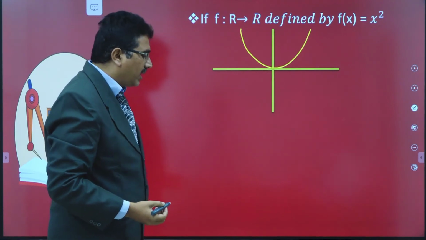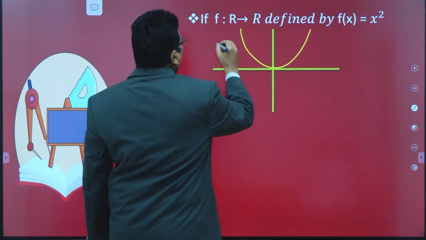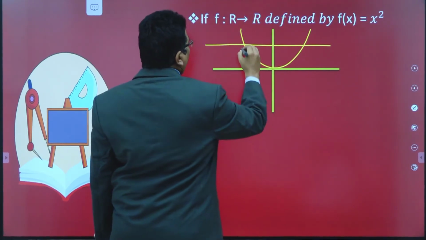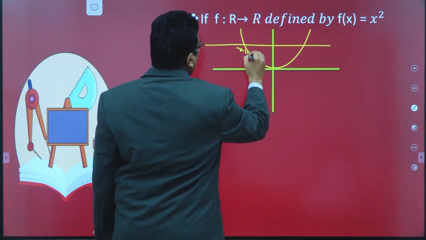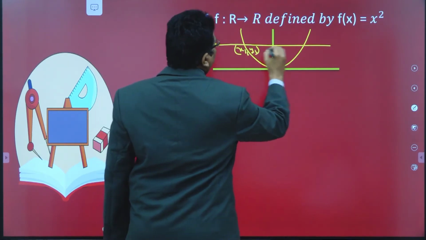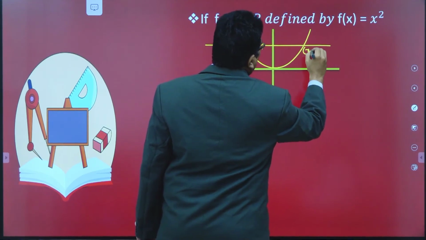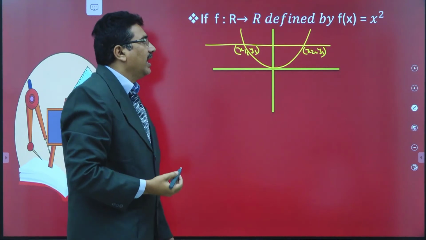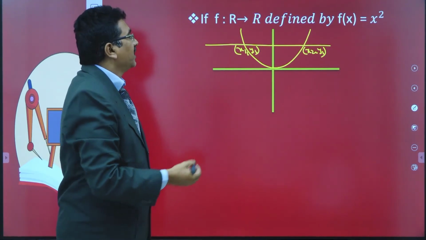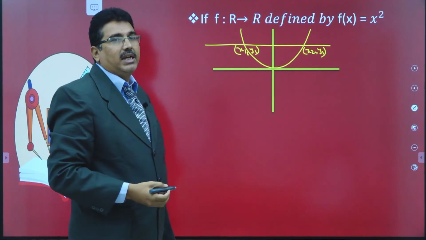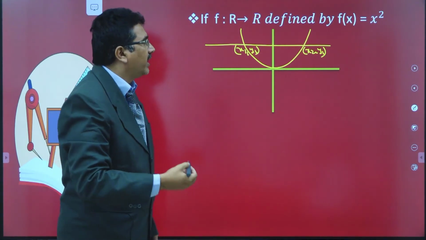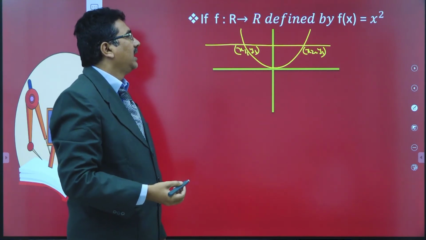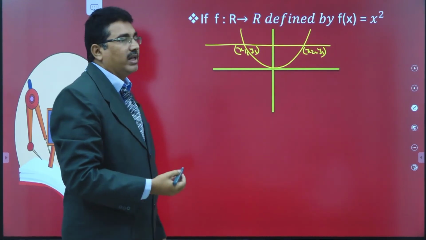Now draw a horizontal line. This horizontal line intersects at 2 points, x1, y1 and x2, y1. If the horizontal line intersects at most one point, only in that case it is a one-one function. Here the horizontal line intersects at 2 points, therefore it is not one-one.